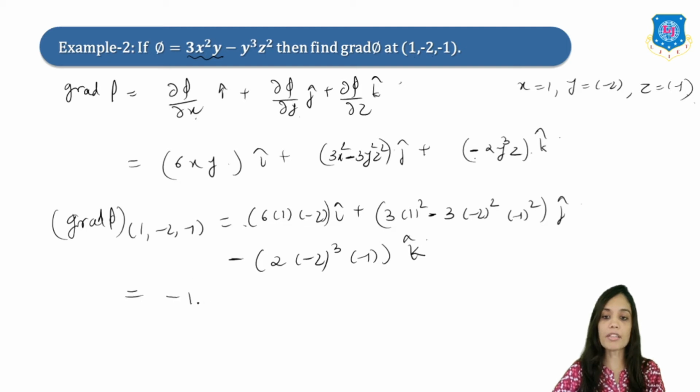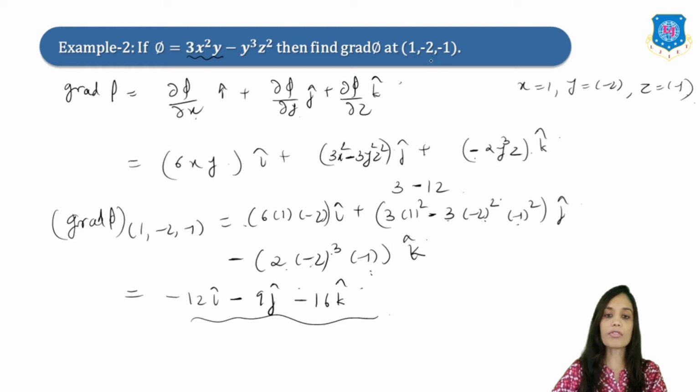It will be -12 i cap. Here it will be 3 and this will be (-2) whole square, so it will be 4. So 3 into 4 is 12, and this will be plus 1. So 3 minus 12 will be -9 j cap. And here this will be -8 into -1, which is plus 8 into 2, so 16 k cap. So this is our answer for the gradient of phi at (1, -2, -1).